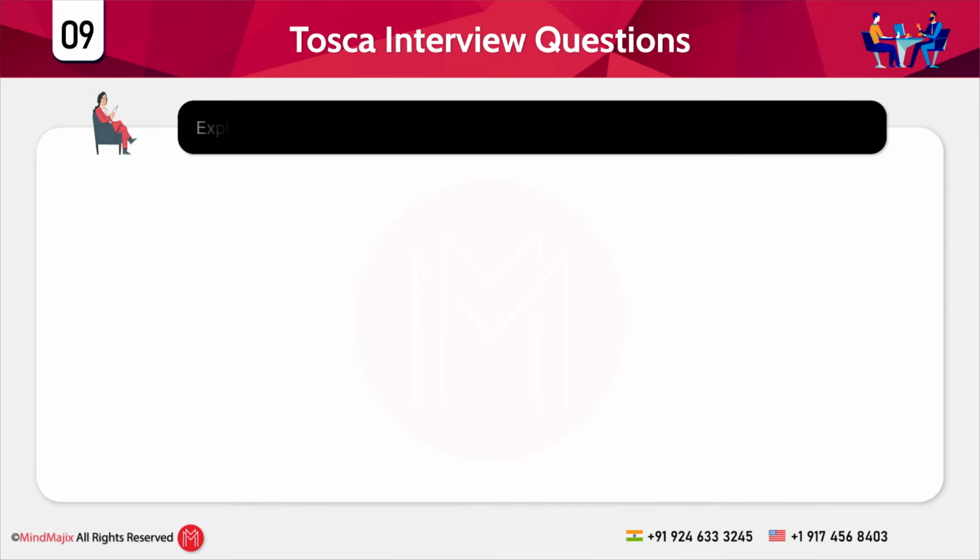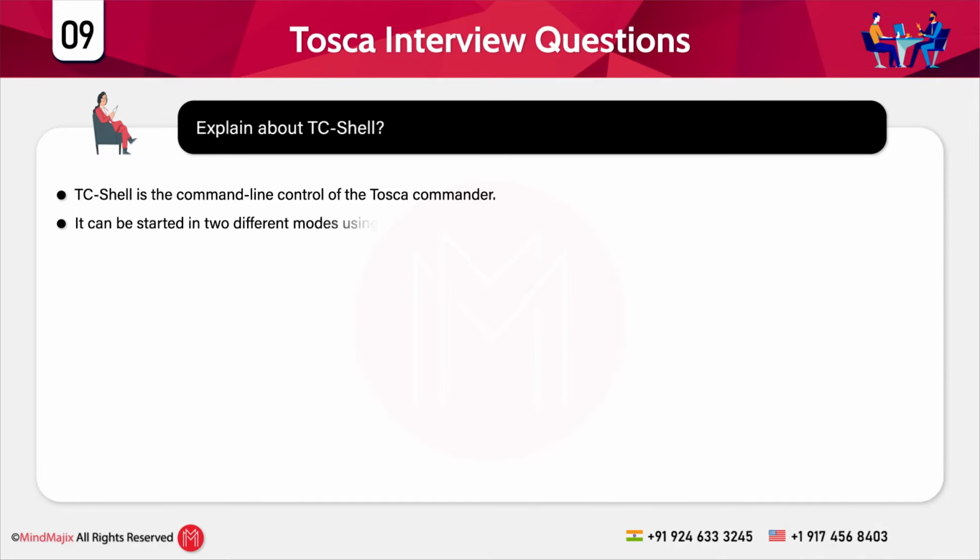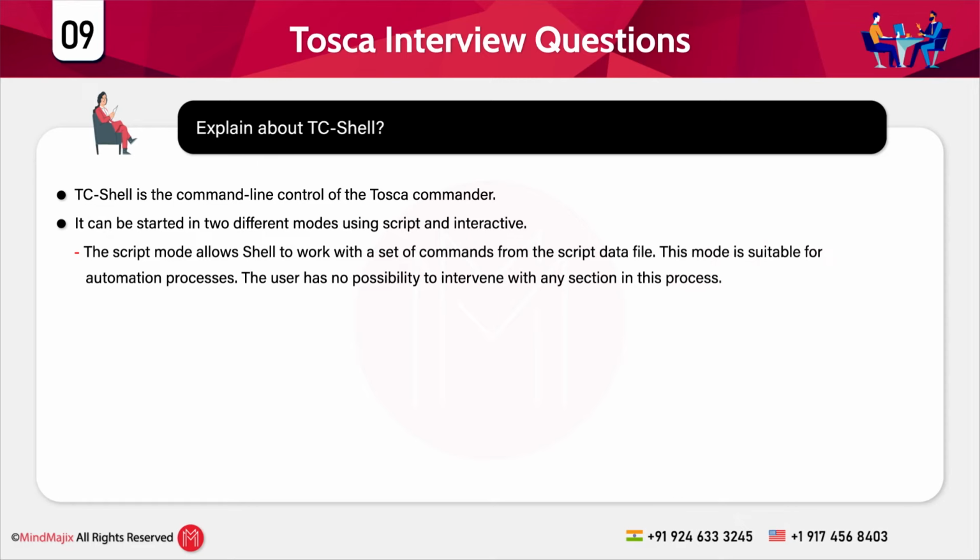The next question is, explain in detail about TC Shell. TC Shell is the command line control of the Tosca Commander. It can be started in two different modes, the script and the interactive. What are those two modes? The first mode, the script mode, allows the shell to work with a set of commands from the script data file. This mode is suitable for automation processes. The user here has no possibility to intervene in this process.